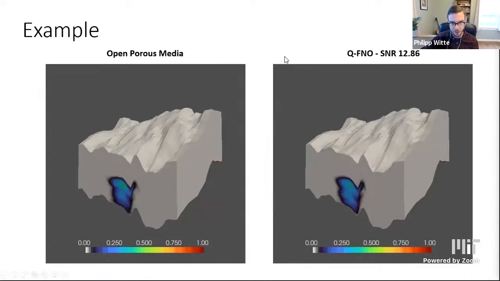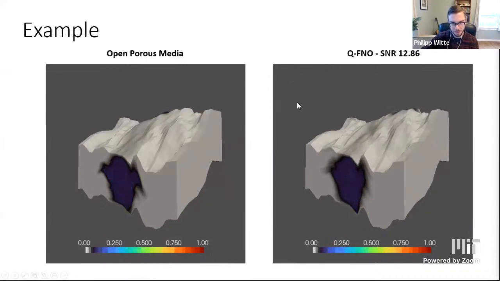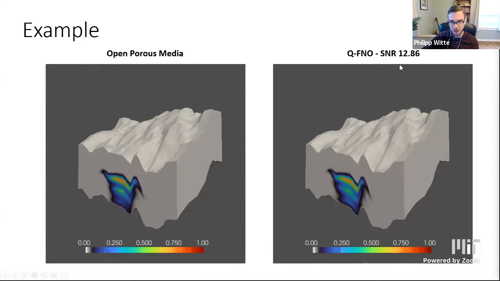Then with a quadratic FNO, the advantage is maybe not as distinct as in the Wi-Fi example, which is of course why I showed the Wi-Fi example too. The quadratic FNO in most cases was still better. The SNR is a little better and it has a little bit less of that noise.